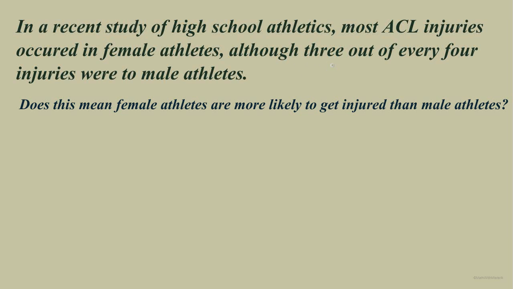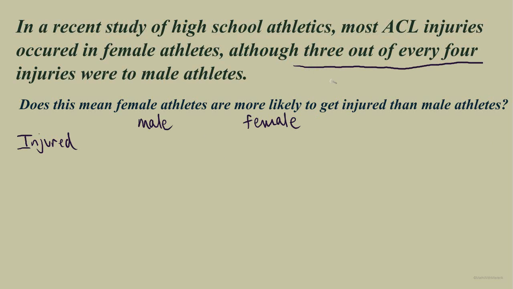How can we interpret the information in this sentence? Let's take this phrase first. 3 out of every 4 injuries were to male athletes. We can make up some numbers to support that phrase. Let's choose 12 injuries to male athletes, 4 to female athletes, for a total of 16. And we have this ratio 3 out of every 4, or 3 male injuries for every 1 female injury. So 12 to 4 is a proportional ratio.